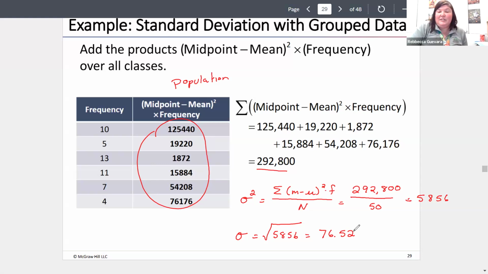And I get around 76,000.52. 76,000. I'll get something completely different there. 76.52.